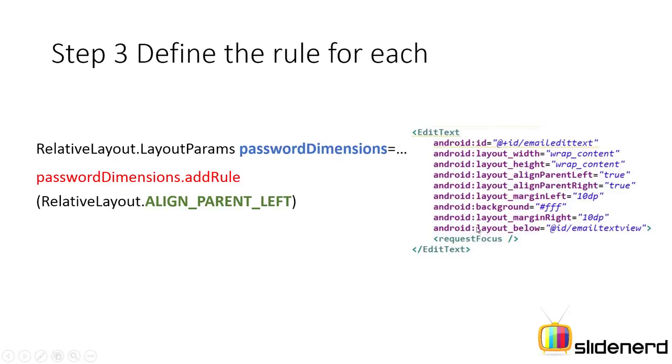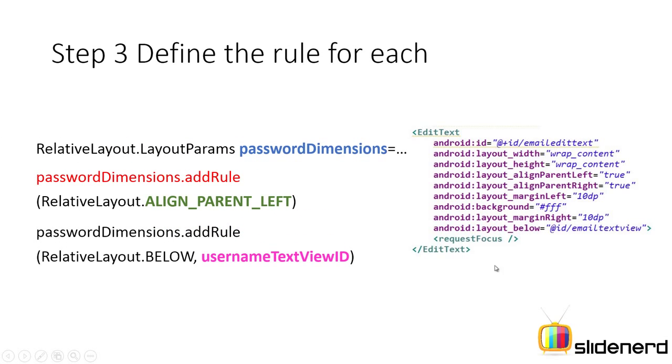Now, how do you make a rule like this? By saying layout below. Here you need an ID. How do you write a rule like this in Java code? Very simple. Again, use the same method, add rule, but here you pass two parameters. The first parameter is this which says layout below. Second parameter is nothing but the ID. Now the ID is actually in Java represented by an integer over here. You simply pass an integer number over here, and that number is gonna find the control with the ID and set your edit text below that, right?